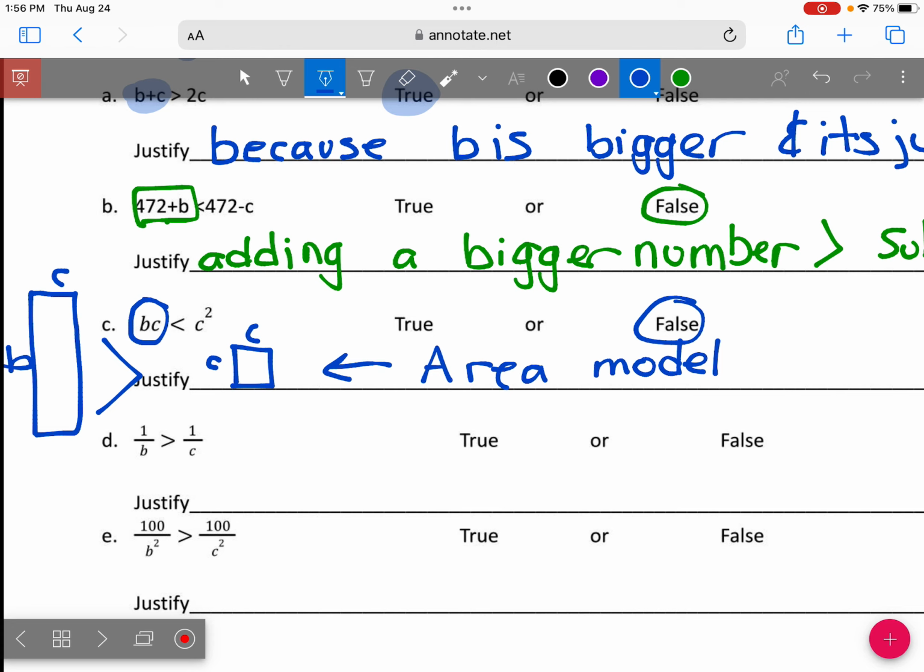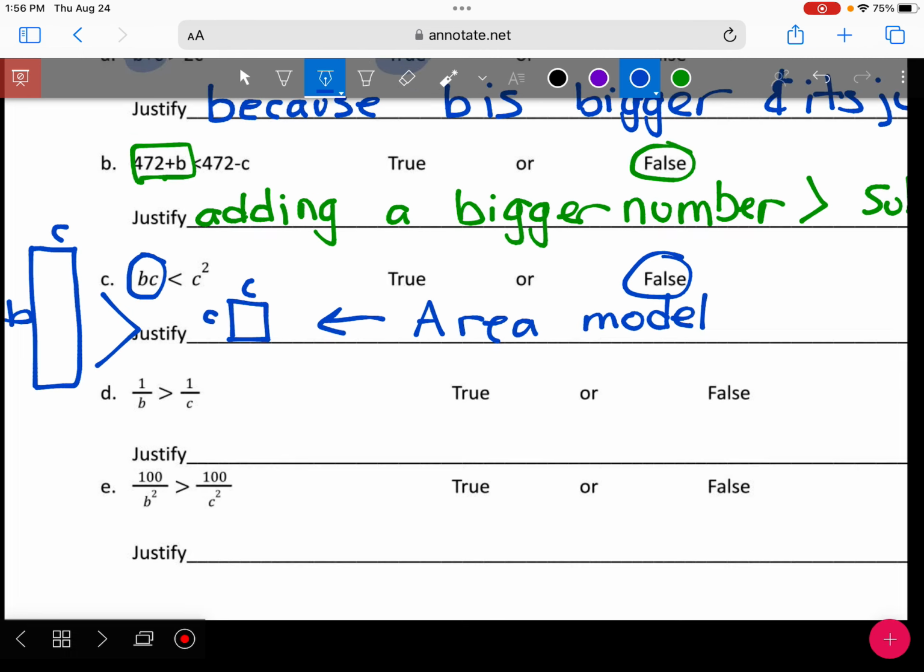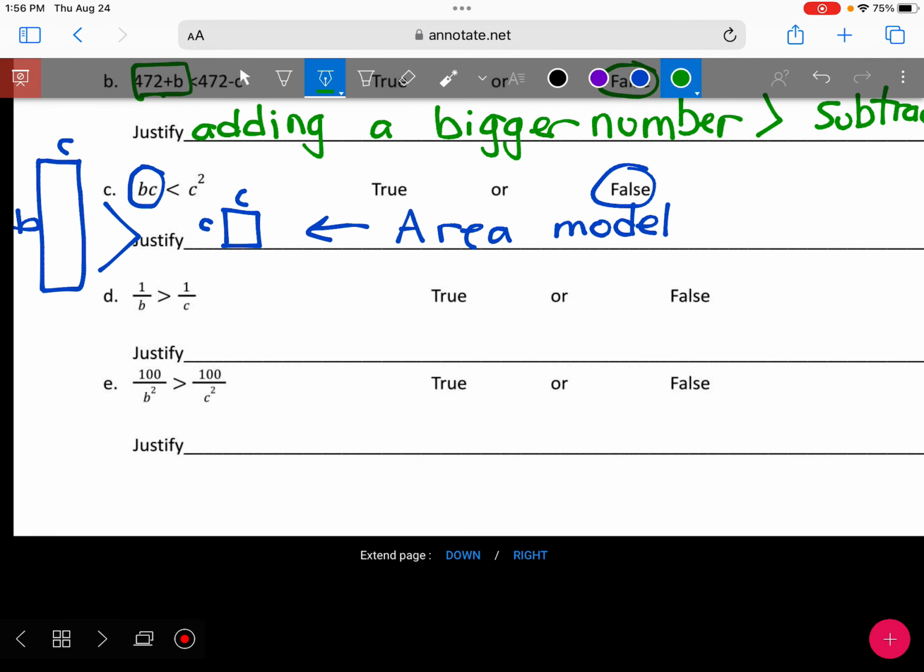We know that B is bigger, so we can put B as a long side on a rectangle times a little B side. You guys can also pick variables and test, or pick numbers and test it. As long as we don't test with 0, 1, or 2, you can plug in numbers to test stuff. That's totally fine. 5 times 7 is bigger than 5 squared. Ten times 5 is bigger than 5 squared. So pick a B bigger than C and plug in variables. It's totally fine. Okay, so you're just testing through stuff.